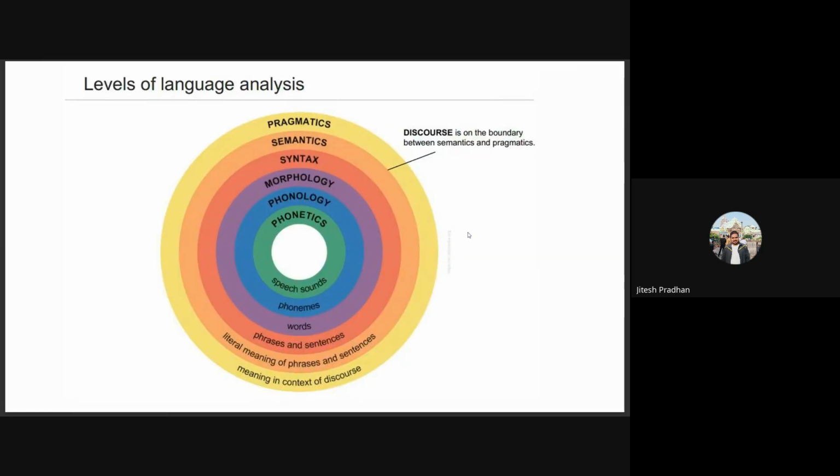Now the levels of language analysis are these. If we are familiar with the Chomsky hierarchy, then it's basically a language hierarchy. Phonetics deals with speech sound. Then phonology is phonemes, how this sound has been generated. Morphology deals with words. Syntax deals with phrases and sentences. Semantics deals with the literal meaning of sentences, what they want to convey. And pragmatics is basically the meaning of the entire sentence in its context. And discourse is the boundary between semantics and pragmatics. So these are the levels of language analysis.